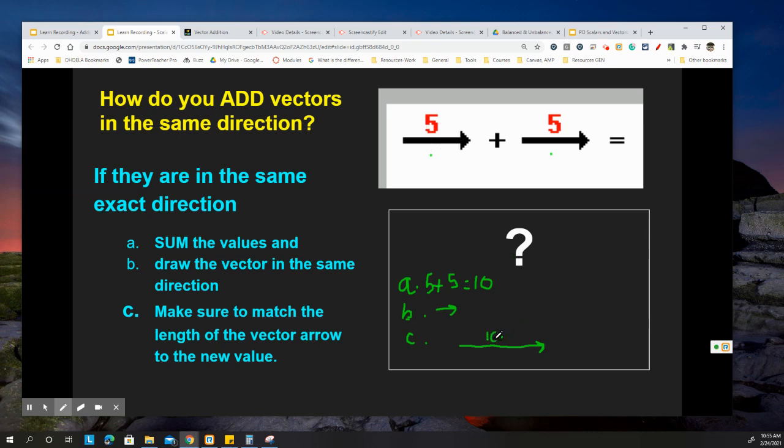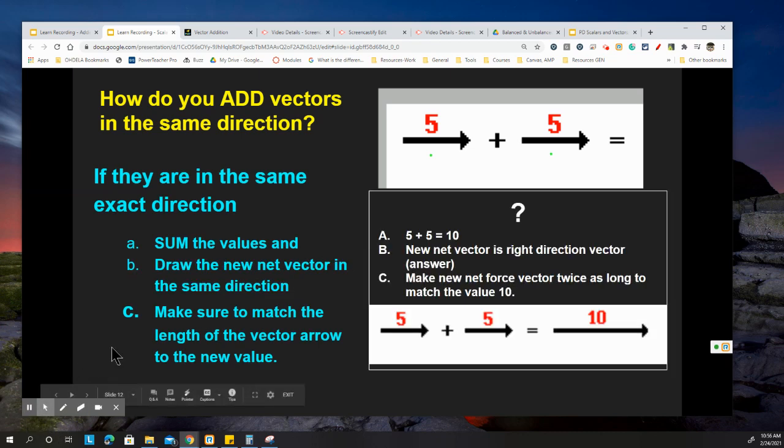And then I label the magnitude with the unit above or below my vector. My answer is 10 newtons to the right or east. That's what I get when I add these two vectors together. And here we have the answer and the steps worked out.